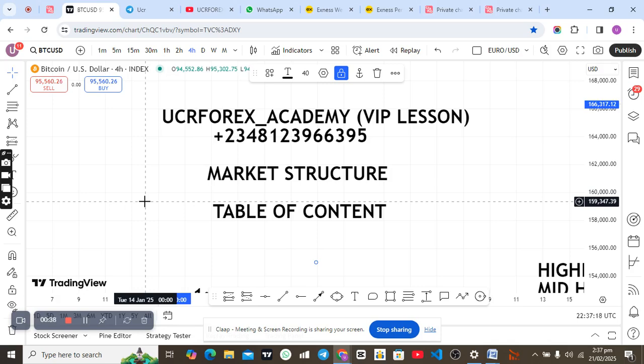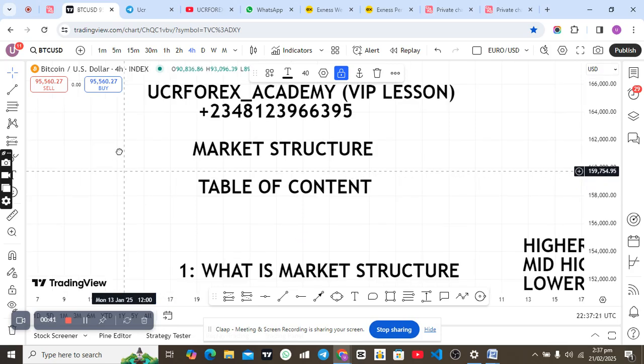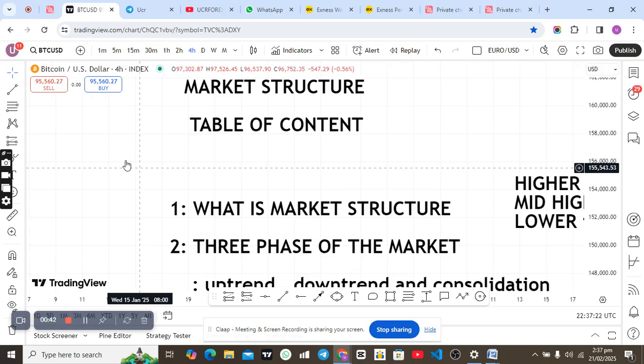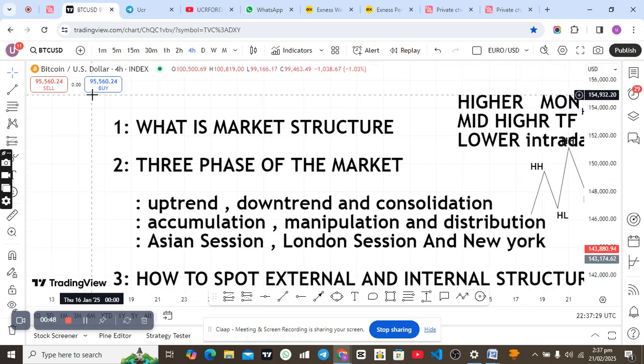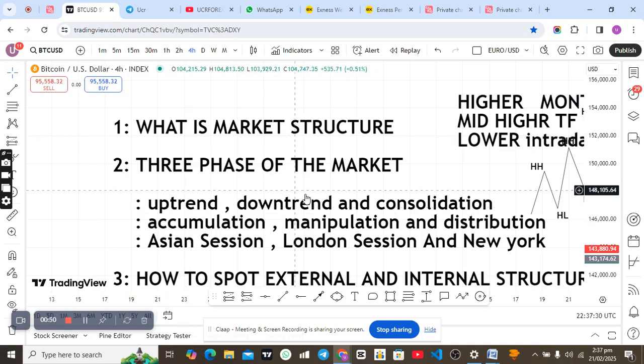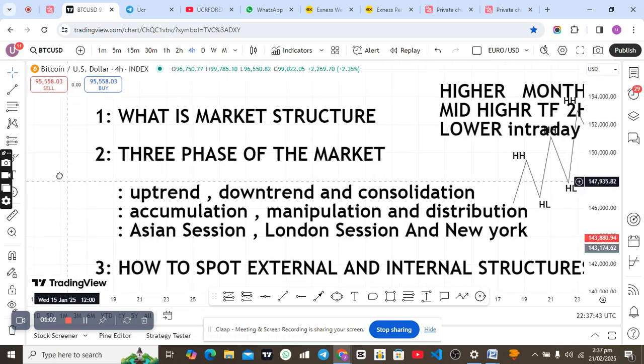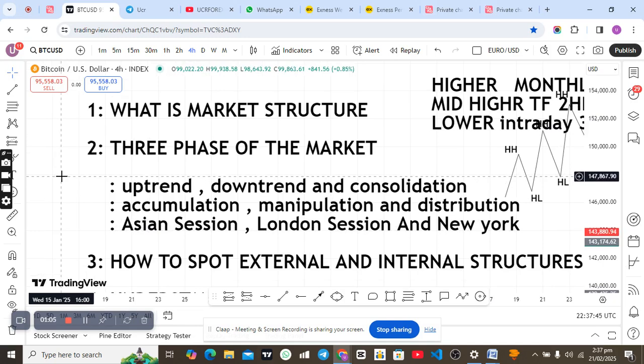So we're going to be continuing from where we stopped on the previous video, where we talked about what the forex market is, what market structure is. We talked about the three phases of the market: the uptrend, the downtrend, and the consolidation. Then I also explained accumulation, manipulation, distribution, and I also talked about the Asian session, the London session, and the New York session. So all these things have been covered in the first session of the video. So what I want you to do is to go and watch that first session.